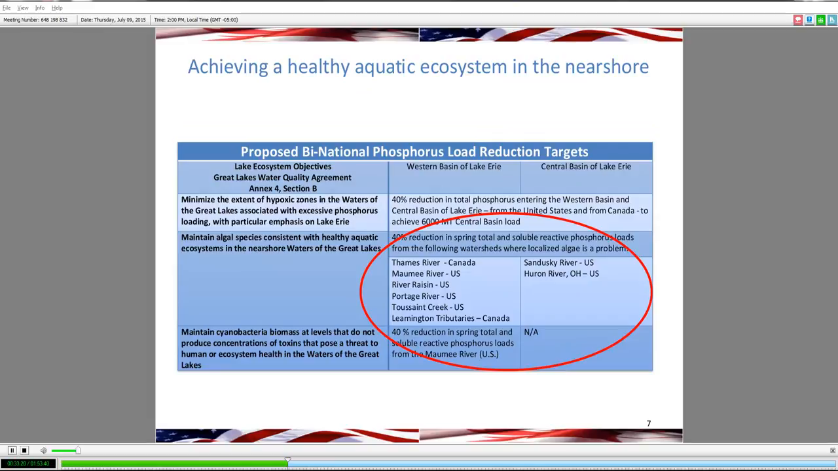Two in Canada: one, the Thames River, which actually discharges into Lake St. Clair, and then down the Detroit River, and then the Leamington Tribs, which is a really small watershed just south of the Thames River. And then in the U.S., it's the Raisin River, the Maumee, Toussaint Creek, Portage River, Sandusky River, and the Huron River as well.